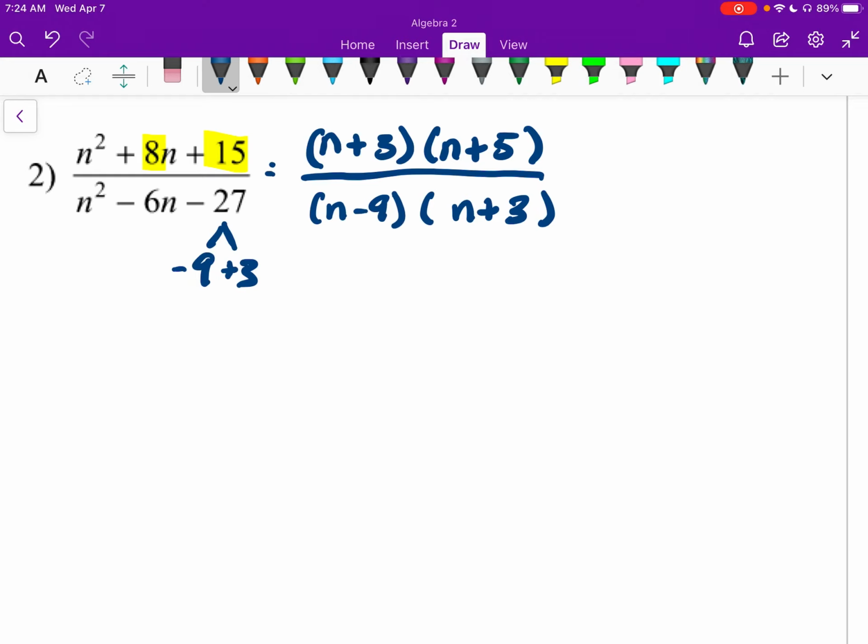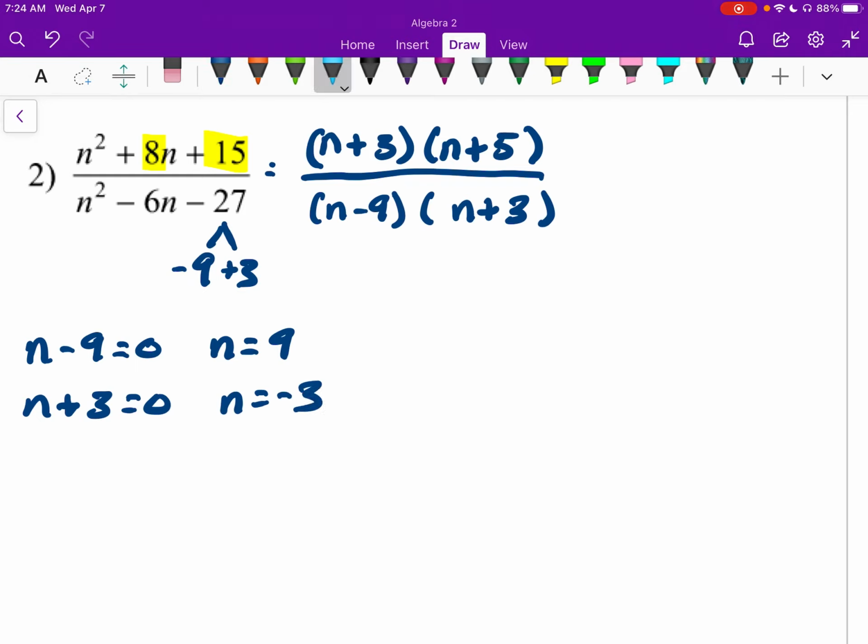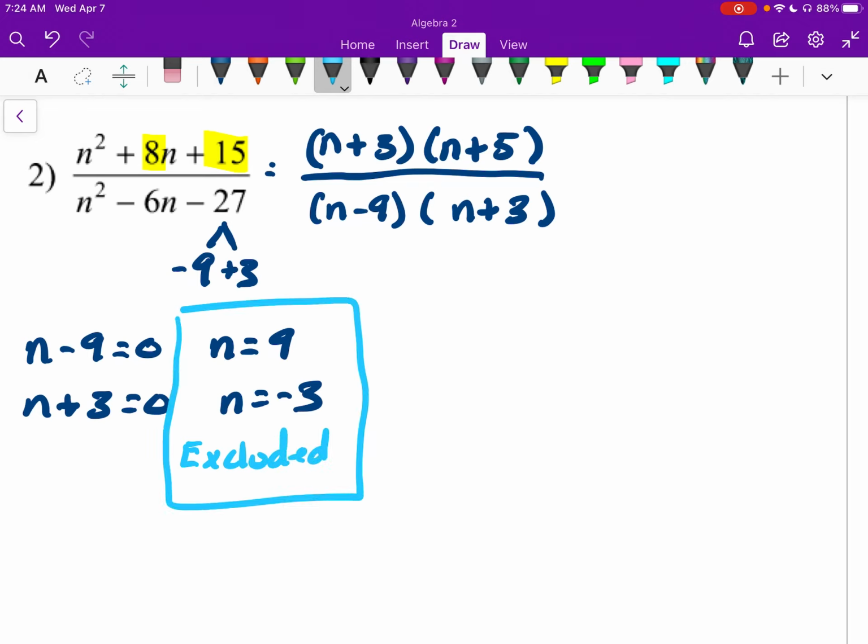Right? Now from here we can find our excluded values. So I will say n minus 9 is 0, and n plus 3 is 0. So I get n is 9 and n is negative 3. Right? These are our excluded. And I'll just put a little box around that.